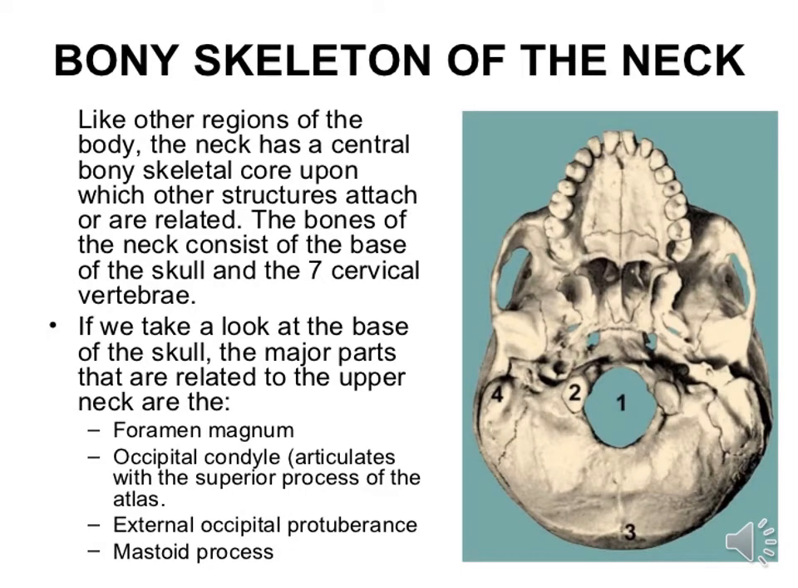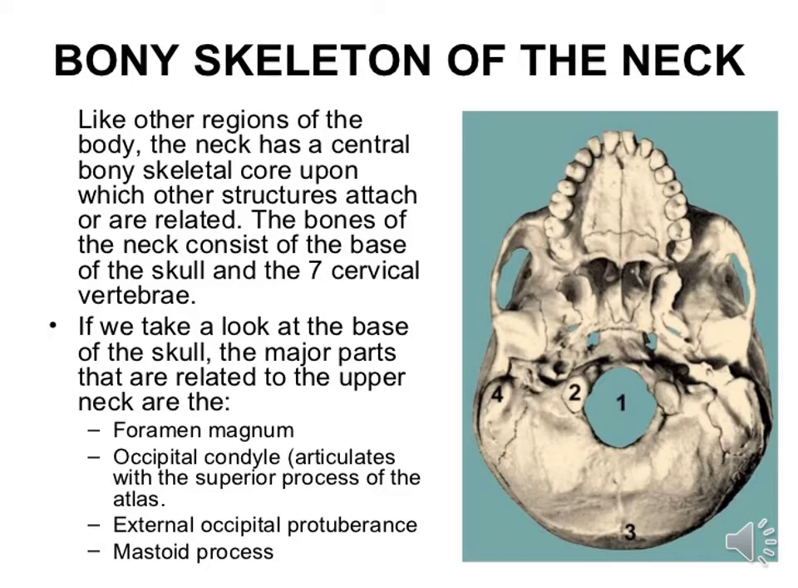Now, the bony skeleton of the neck. Like other regions of the body, the neck has central bony skeleton core upon which other structures attach or are related. The bone of neck consists of the base of the skull and 7 cervical vertebrae.